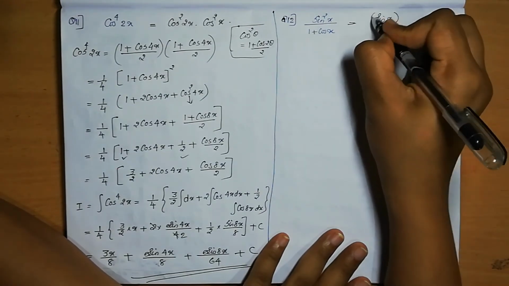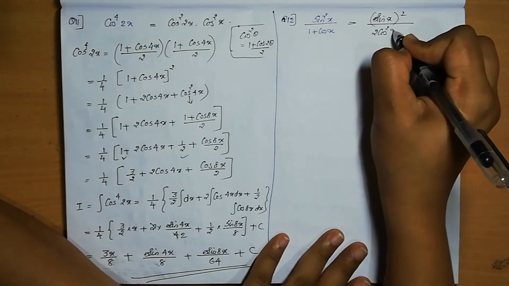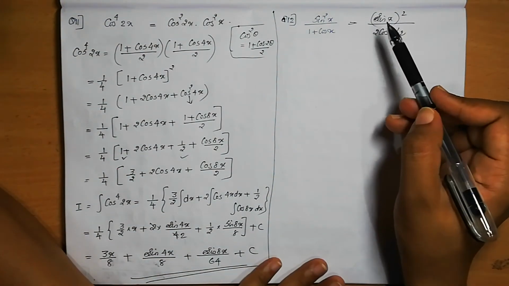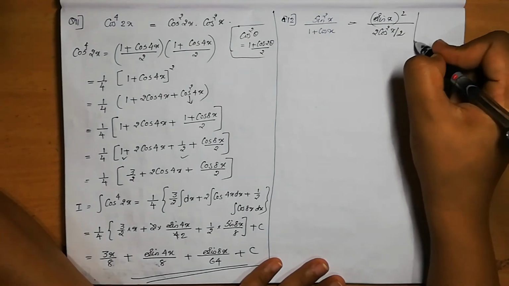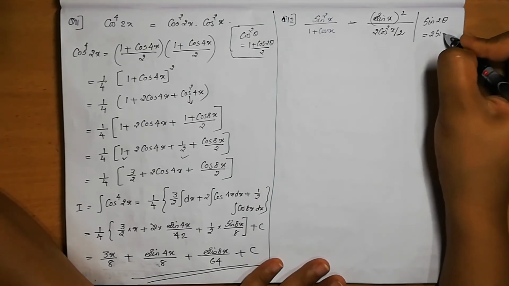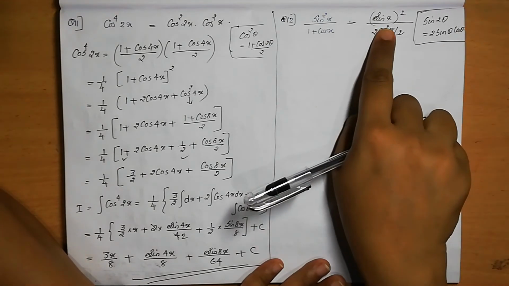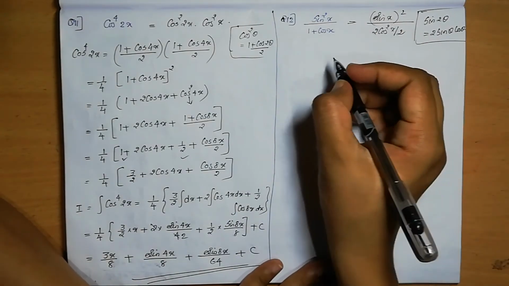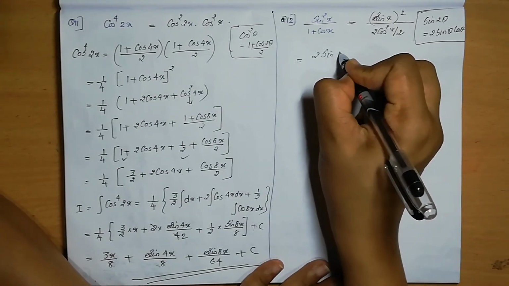Sin x the whole square by 1 plus cos x, I can write it as 2 cos square x by 2. Now this sin x, how can we write it? Sin 2 theta we can write as 2 sin theta cos theta, right? So this one is sin x. That means we can write 2 sin x by 2 cos x by 2 instead of sin x, right? So this is equal to 2 sin x by 2.